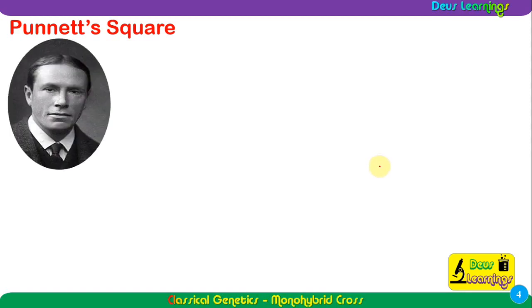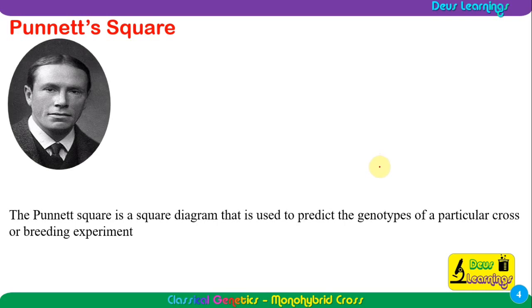Then let's talk about the Punnett square. Punnett square was developed by a British scientist, and his name was Reginald Punnett. I hope you know. So Reginald Punnett was the person who gave the Punnett square. A Punnett square is a square diagram used to predict the genotype of a particular cross or breeding experiment. We will use the Punnett square in the subsequent slide.